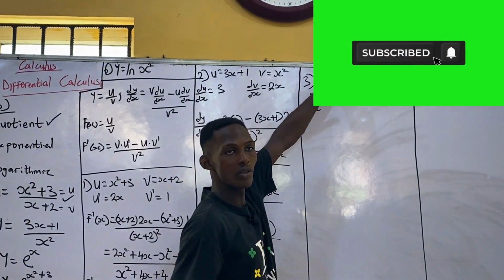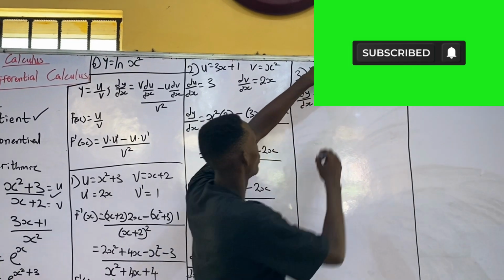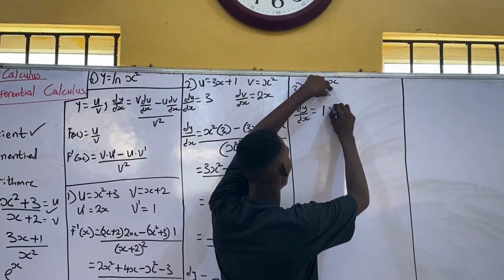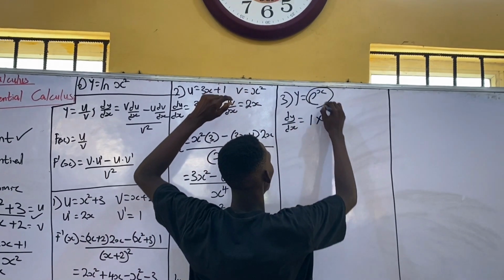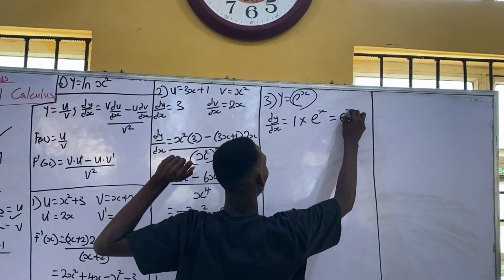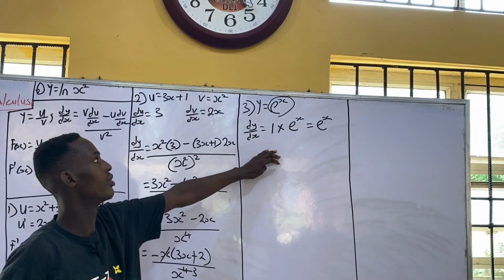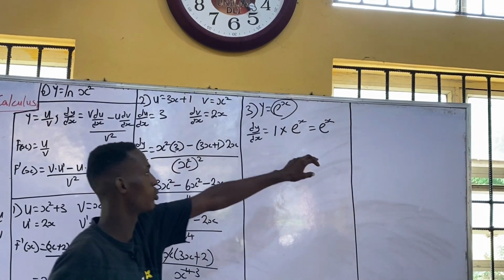The derivative of the power, or the differentiation of x here, is what? 1 times the whole of the expression itself. That is why it gives us back e to the power of x. That is why we have the derivative of e to the power of x to be e to the power of x.